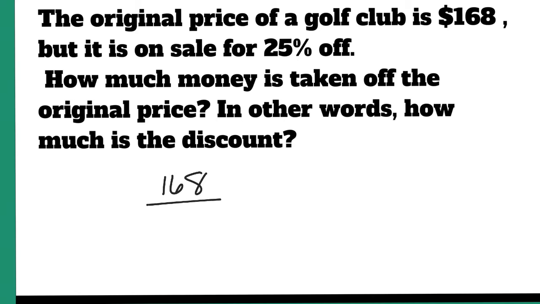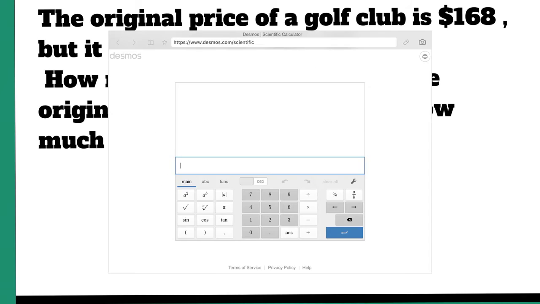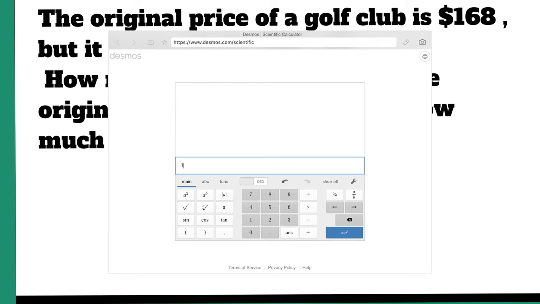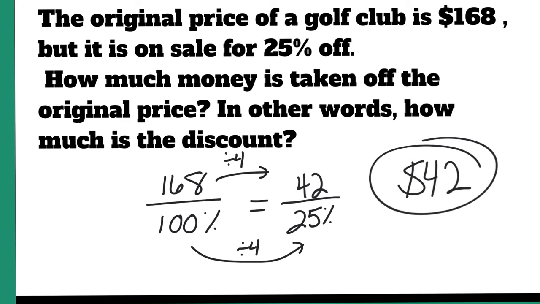168 would be 100% of the cost. You are trying to find what 25% of the cost is. So we would need to do 100% divided by 4 to get 25%. That means I have to do the same thing to 168. So if we pop open our Desmos calculator, we would just type in 168, divide that by 4, and it is 42. So that would be $42 is how much would be taken off the price.